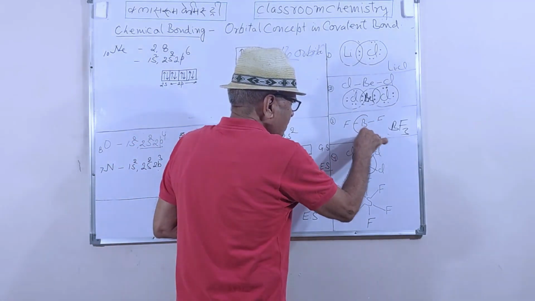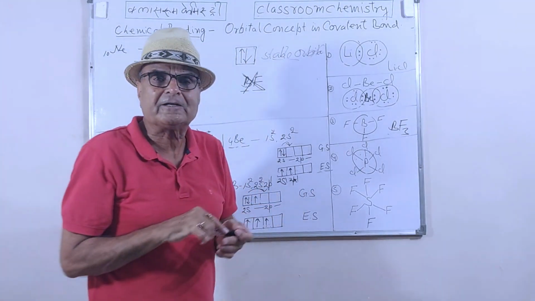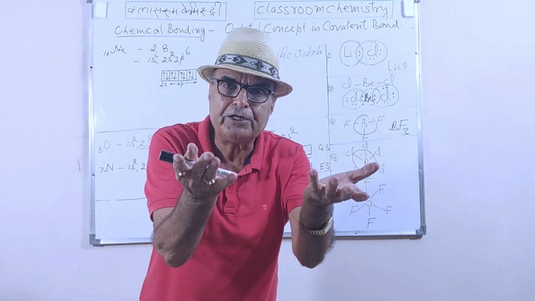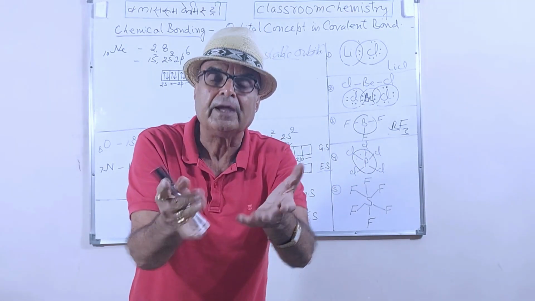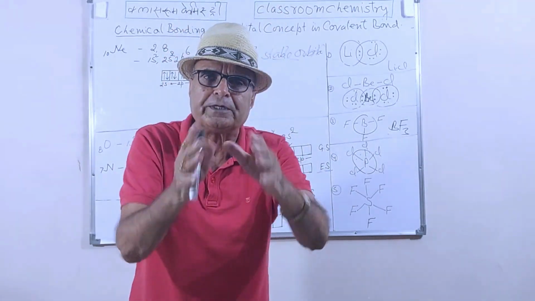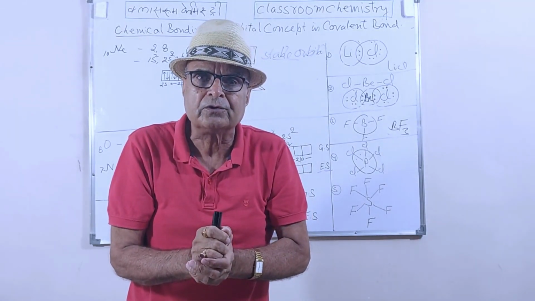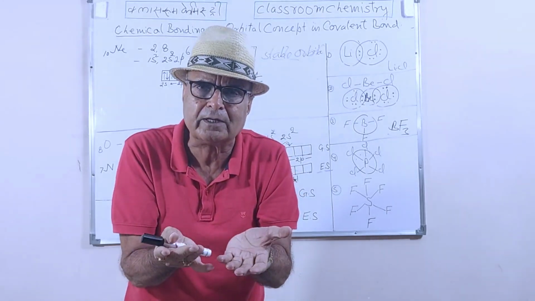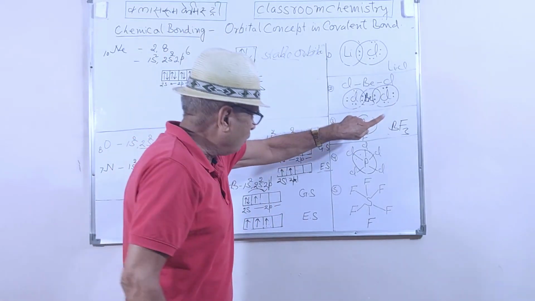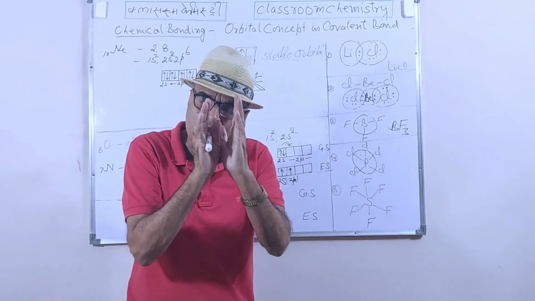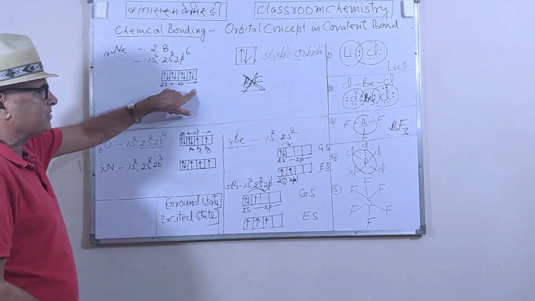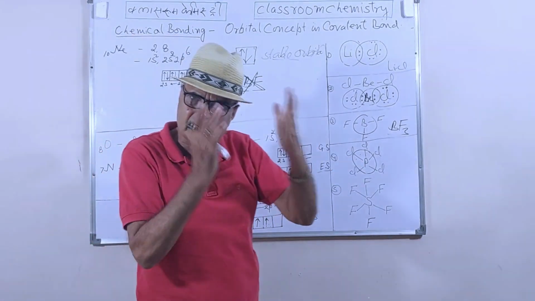Again, the octet. Boron has only 6 electrons, but these 6 electrons are found in 3 orbitals, and each orbital has 2 electrons. When there are two electrons in an orbital, that is stable. So all three orbitals are stable. Like I have told you, there are four orbitals, and here three orbitals are stable.